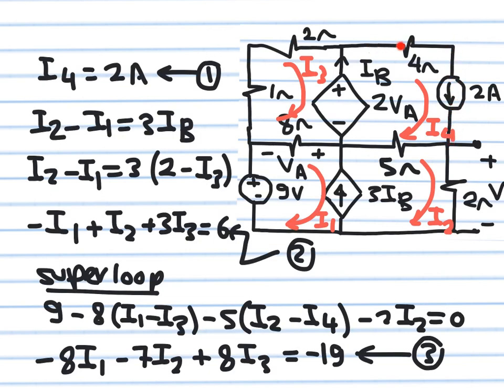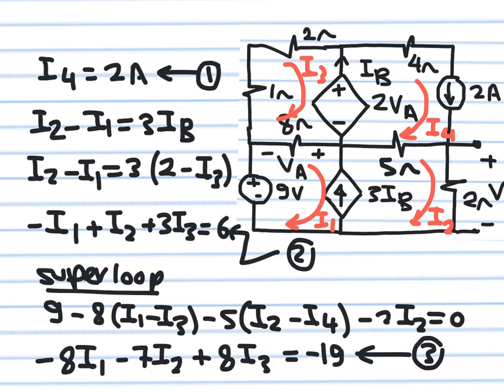So if the current flowing here in this loop is I4 and this is 2 amperes, I can immediately eliminate I4 and say I4 is equal to 2 amperes. So this is my first equation. Just by looking at the circuit, I don't really need to solve for I4. I know what I4 is. Now let's talk about this loop and this loop here, loop number 1 and loop number 2.